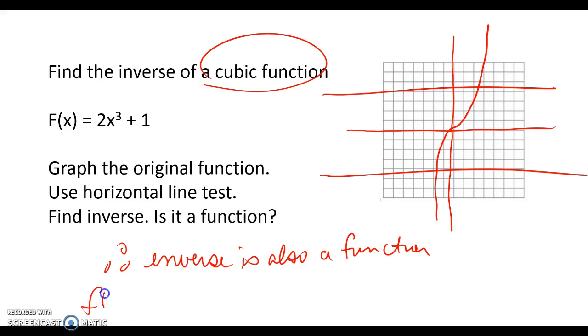If I took f of x equals x squared and did not restrict its domain, remember that's a parabola, it fails the horizontal line test because the horizontal line hits it in 2 spots. Therefore, its inverse, when I do not restrict the domain, is not a function.